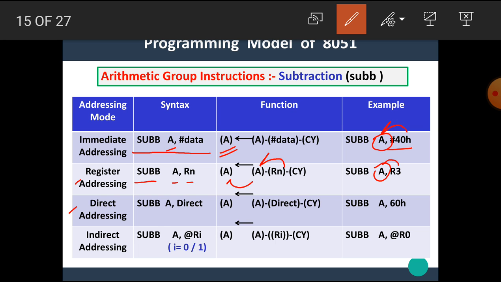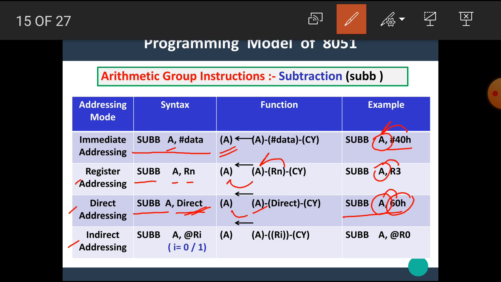The next addressing is direct addressing. That means SUBB A comma direct. This direct means the direct memory location. Whatever data is stored in this direct location is subtracted from the accumulator and the result is placed in the accumulator. For example, SUBB A, 60H means whatever data is stored in the 60H location of the RAM is subtracted from the accumulator and the result of the subtraction is placed in the accumulator.